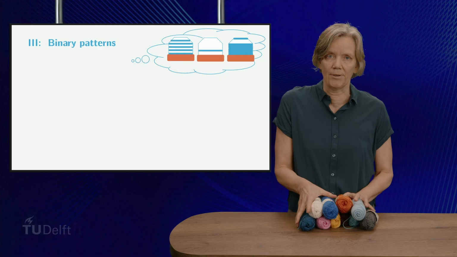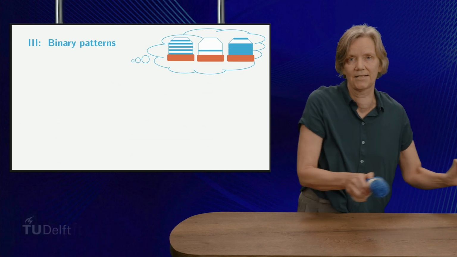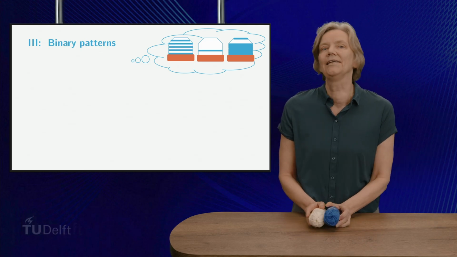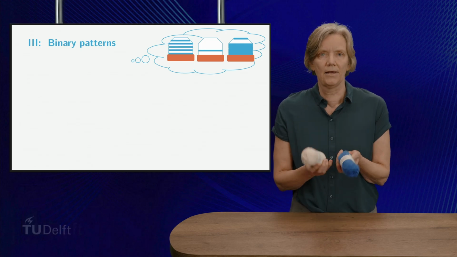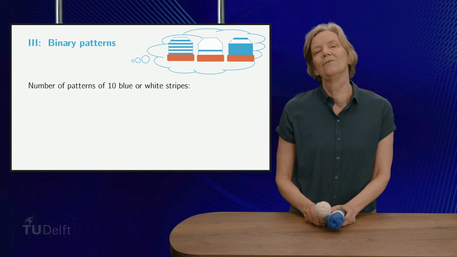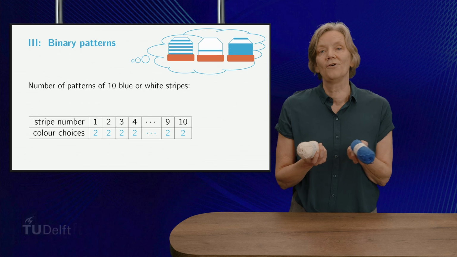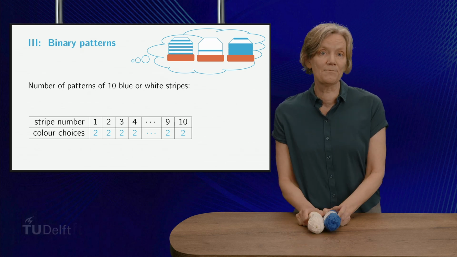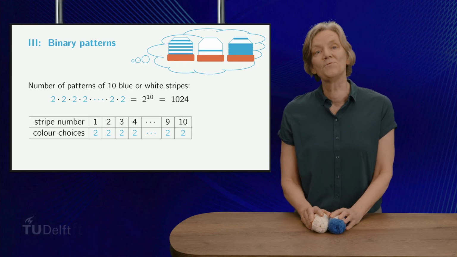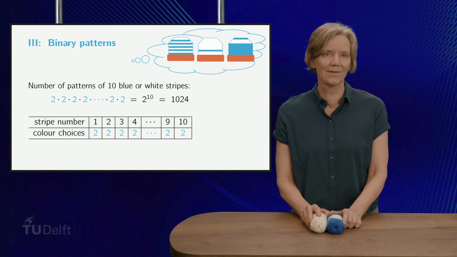The third counting problem. Say I want to make striped hats. I'll use the orange for the rim and the white and the blue stripes for the crown. If the crown has 10 stripes, how many patterns can I make? Well, for each stripe, there's a choice between 2 colors. So in total, there are 2 to the 10th patterns. In the same way, you can make 1024 different numbers with 10 binary bits.